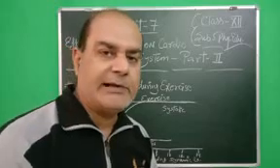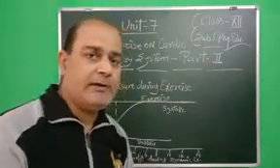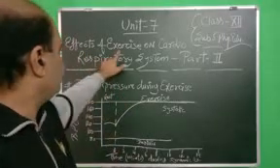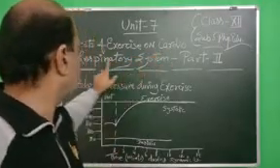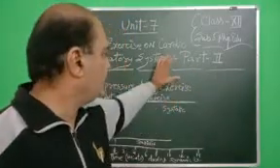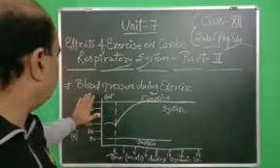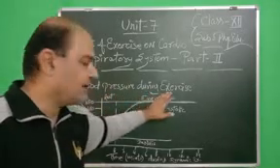Now you are welcome in the class of physical education for class 12 unit 7. In this topic we will see effects of exercise on cardiorespiratory system part 2. In that part 2 we will try to understand regarding the blood pressure during exercise.